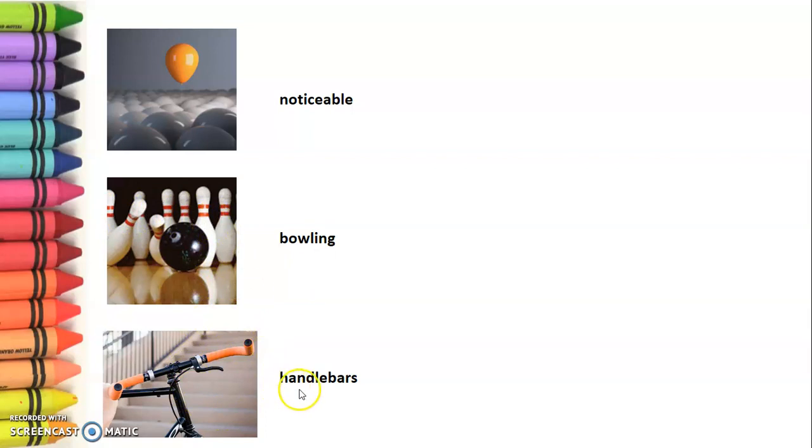Number 12. Handlebars. A bar with curved ends forming handles that turns the front wheel of a bicycle or motorcycle so that it points in a different direction. These things are the handlebars.